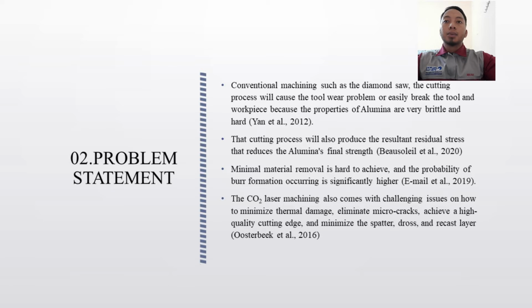Second is my problem statement. Conventional machining such as diamond saw, the cutting process will cause the tool wear problem or easily break the tool and workpiece because the properties of alumina are very brittle and hard, by Yan 2012. That cutting process will also produce residual stress that reduces the alumina final strength, by Bernsley 2020.